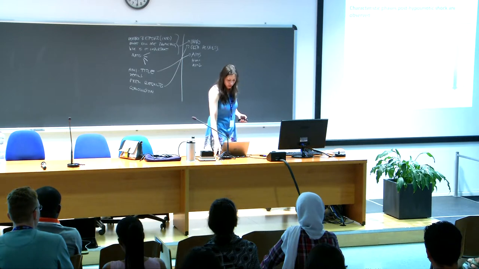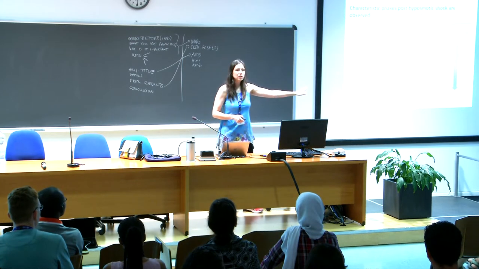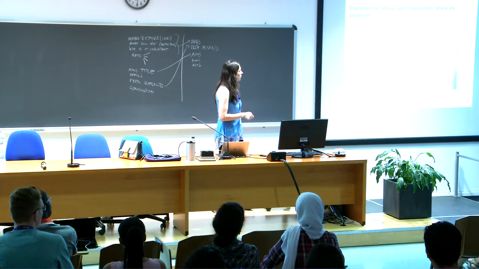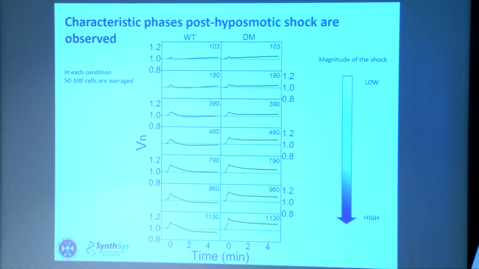Right? So what we've done, we deleted the two main of those seven channels, and we call it a double mutant. And if those two main channels are not present, you can see that they still all expand, but the recovery is a lot less, and they definitely don't overshoot. Right? There was one other difference.